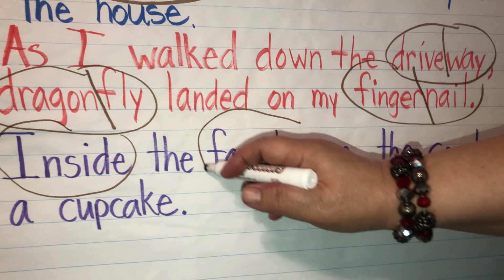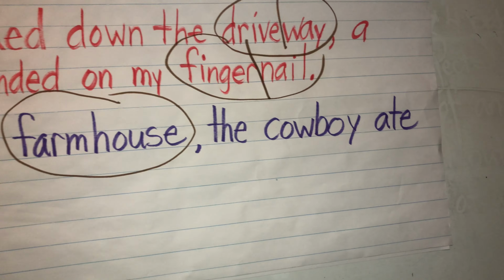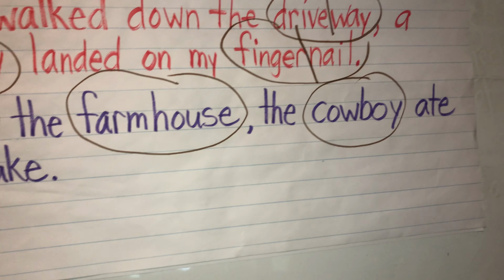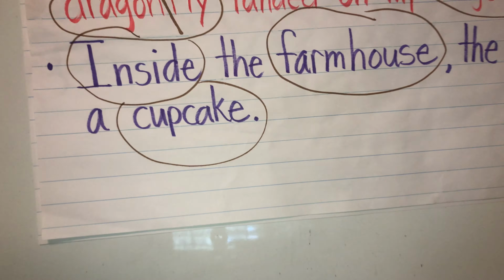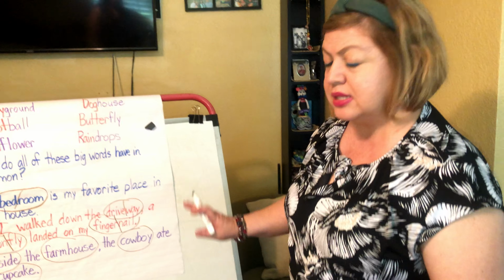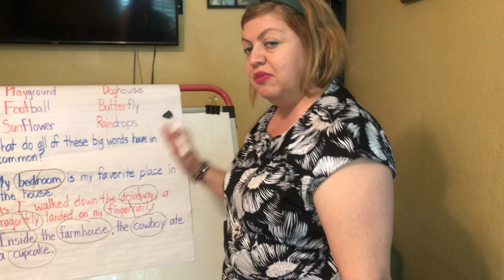And I see farmhouse. I also see cowboy. And I see cupcake. So those are the 4 compound words that are found in that sentence. Now let's go back and look at them even more closely.